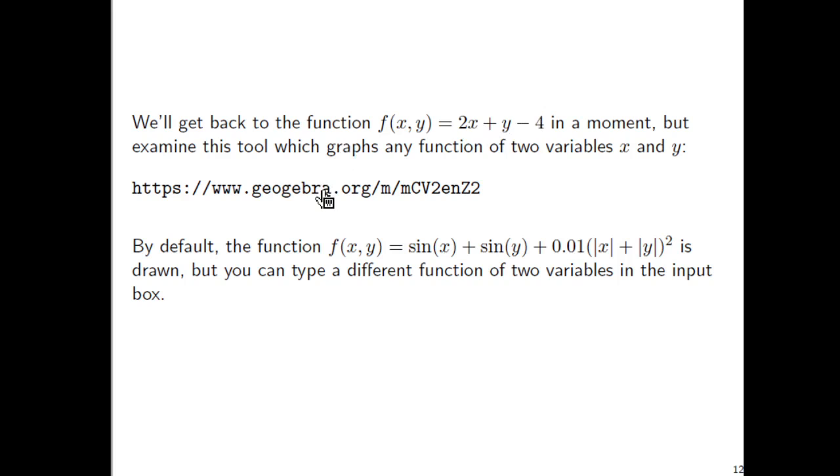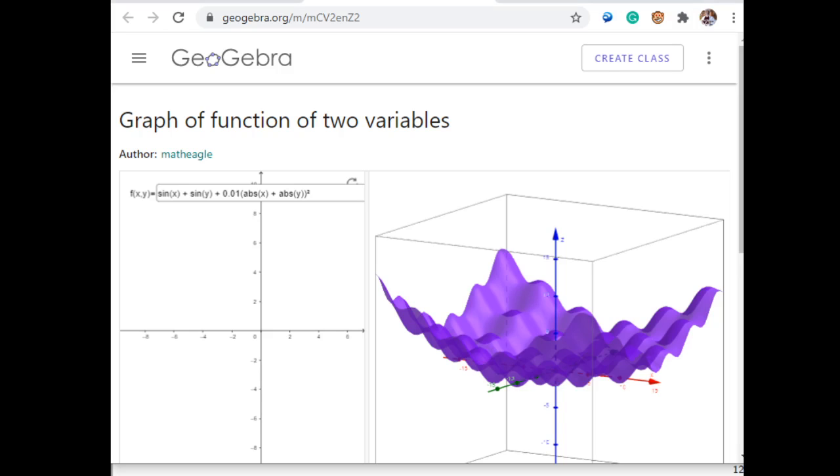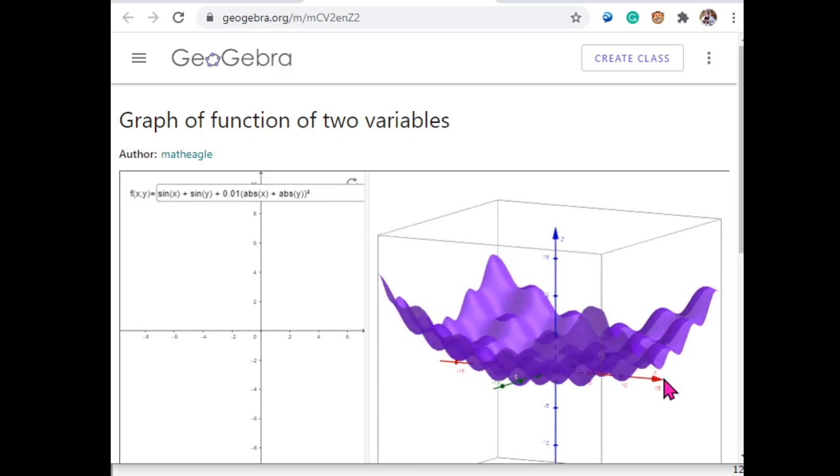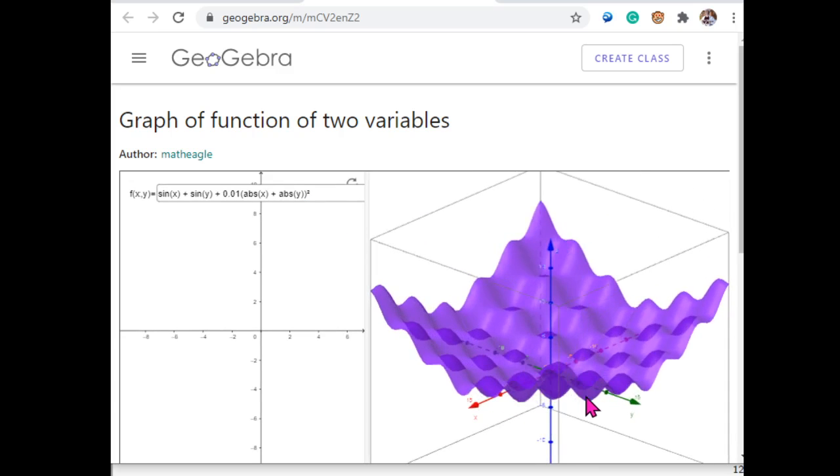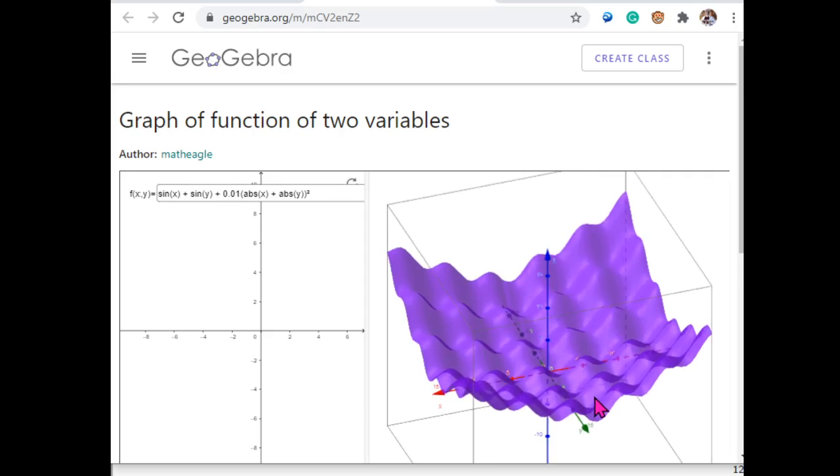We'll click on this, which is going to graph any function of two variables, x and y, for us. Okay, so this one's going to be kind of messy, to be really honest, but what you're seeing the graph of is f of x comma y equals sine of x plus sine of y plus 0.01 times the quantity absolute value of x plus absolute value of y, and that quantity is squared. And it looks like this, right? So let's see. We've oriented now so the x-axis is pointing towards the lower left, the y-axis is pointing towards the lower right, and the z-axis is pointing up.